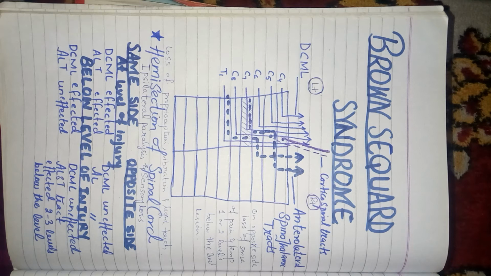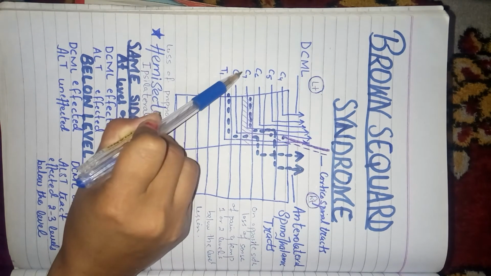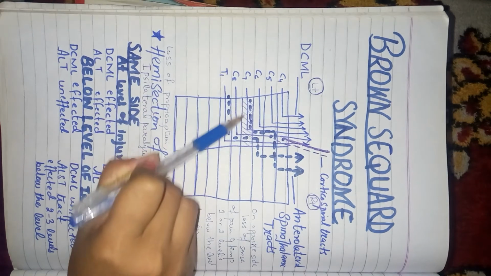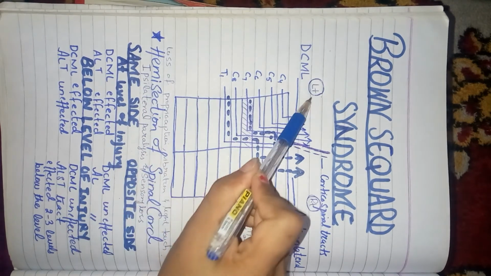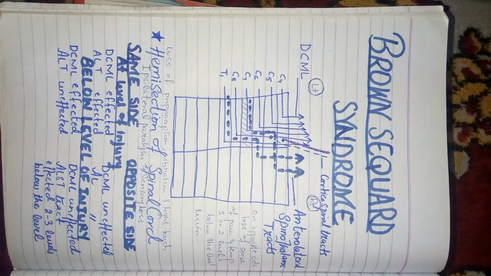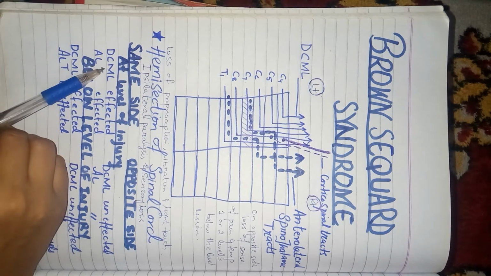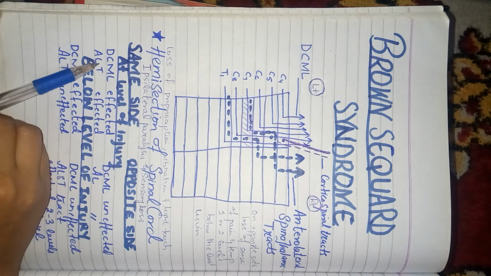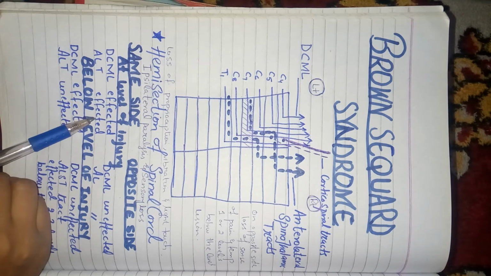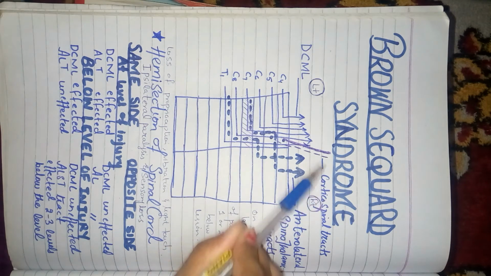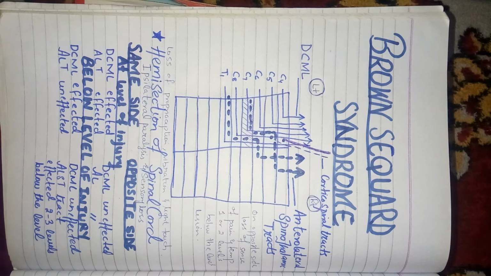Okay, so this is what will happen at the level. For example, in this case we have C7 at the level of lesion, on the same side as the injury. On the same side at the level of injury, DCML will be affected and the anterolateral spinothalamic tract will be affected. I have not mentioned the corticospinal tracts, but they will also be affected.